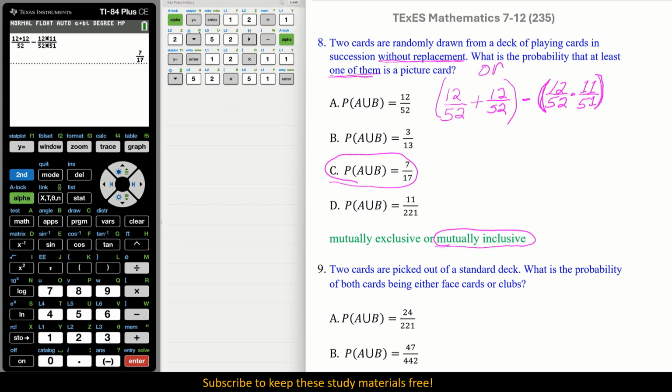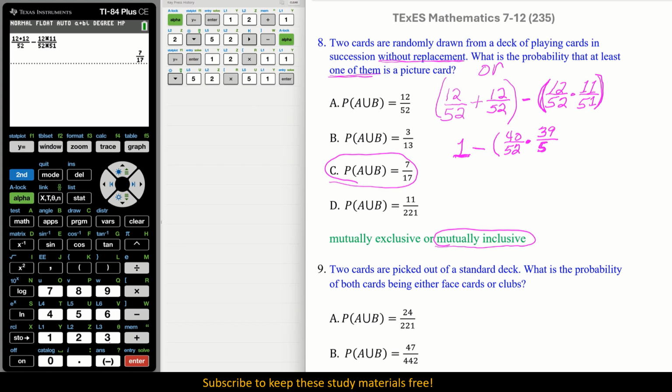So how could we also think of that? We could think of this same situation as the probability of 1, okay, minus the 40 over 52, drawing the non-picture card and, which is a multiply, drawing another non-picture card.